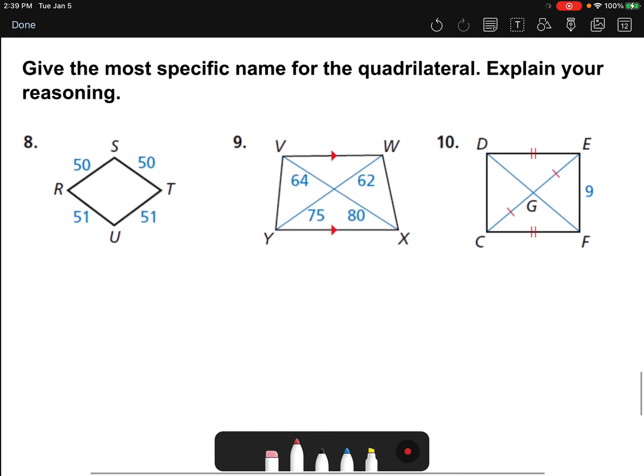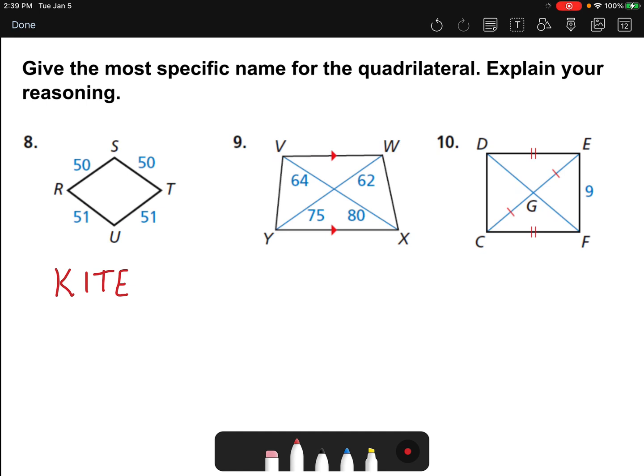Now it says, give the most specific name for the quadrilateral, explain your reasoning. Okay, look at number 8. 50, 50, 51, 51. So opposite sides aren't equal, but consecutive sides are. So that's a kite. Funny looking kite, but it's a kite.